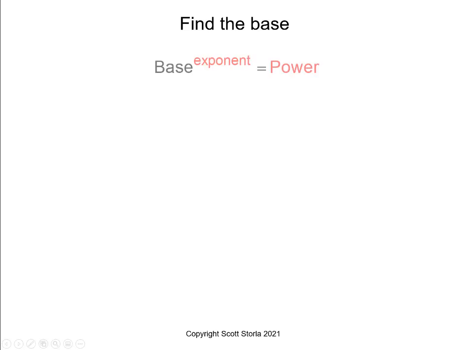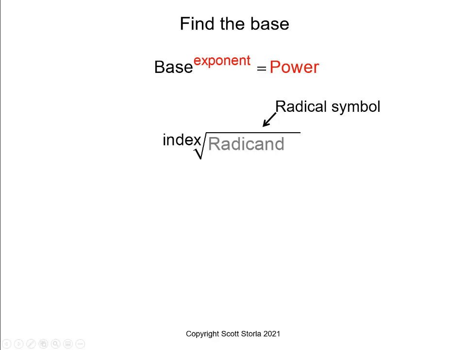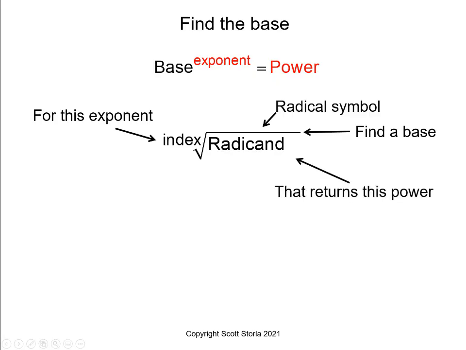In this next series of videos, we're going to begin generalizing roots to roots that have indexes greater than 2. Now, recall that in either case, whether the index is a 2 or not, with a root we're trying to find a base. And I'm going to have to give you the exponent and the power for you to do that. We're going to use the radical symbol to say we're looking for a base. And then the index will be the original exponent, and the radicand will be the original power. So this is saying, can you find a base for this exponent that will return this power?